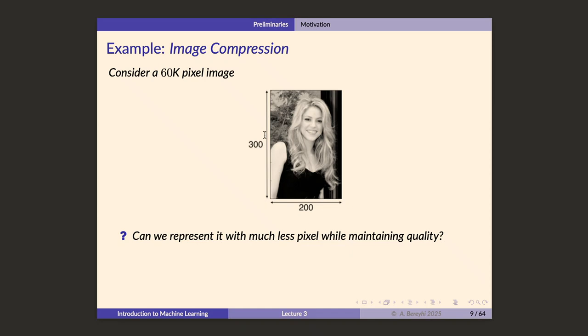So my X is the image, right? X is the image. So this is the first pixel, this is the second pixel, and so on. This is the last pixel. What is D here? 60,000, exactly. So D in this example is 60,000.